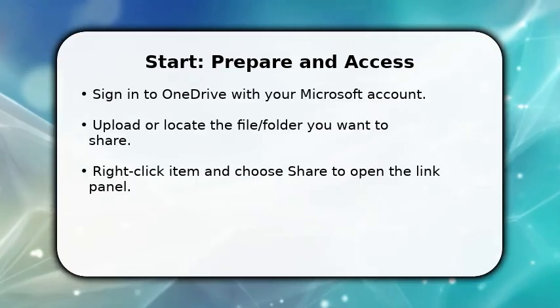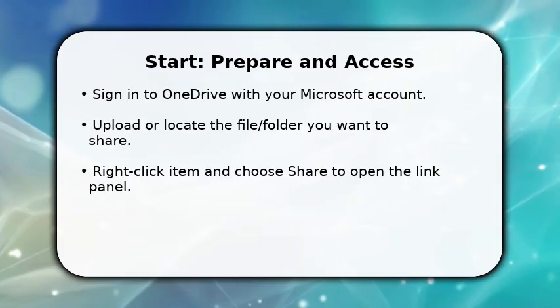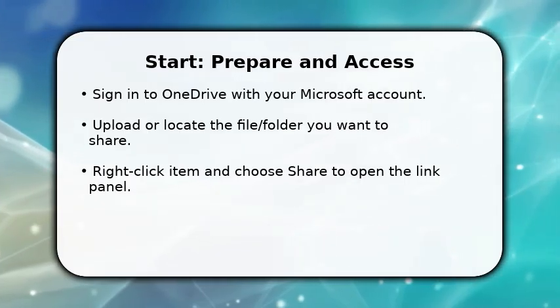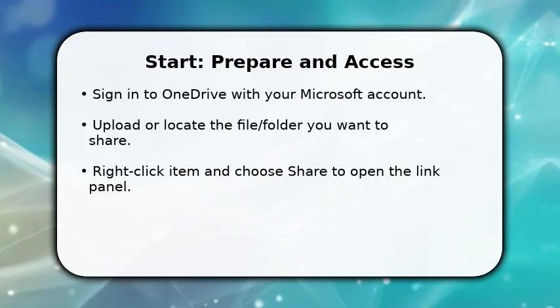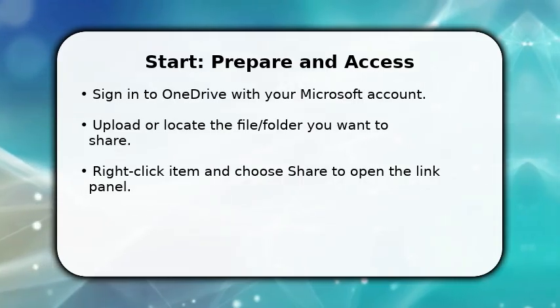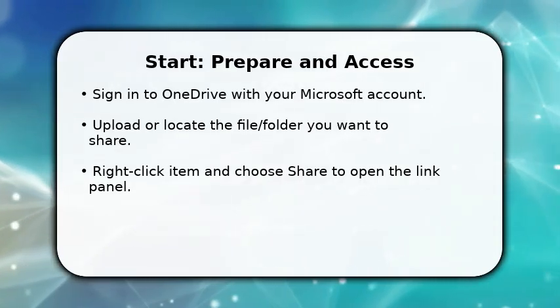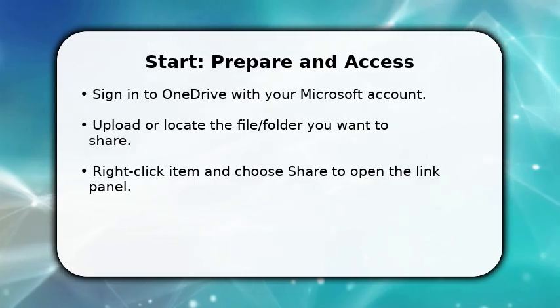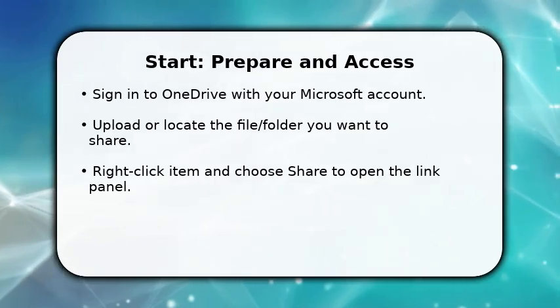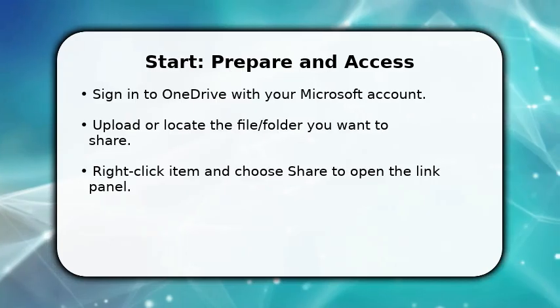You're ready to create a OneDrive link now. Sign in with your Microsoft account and open OneDrive. Once logged in, upload or navigate to the file or folder you intend to share so it's in your cloud space. Next, right-click that item or select the three dots and choose Share to open the sharing panel.